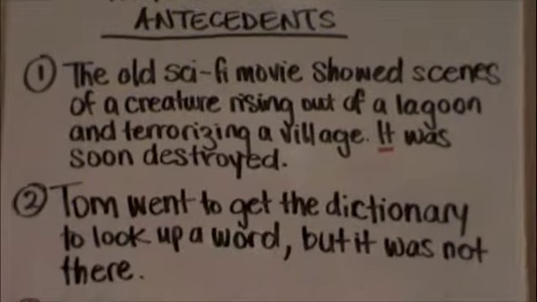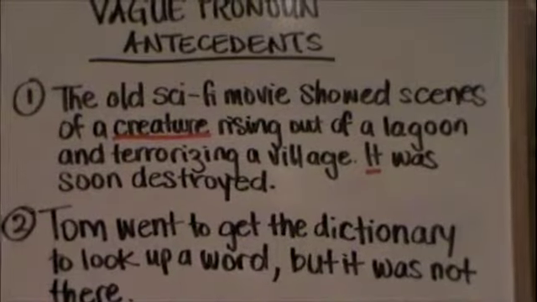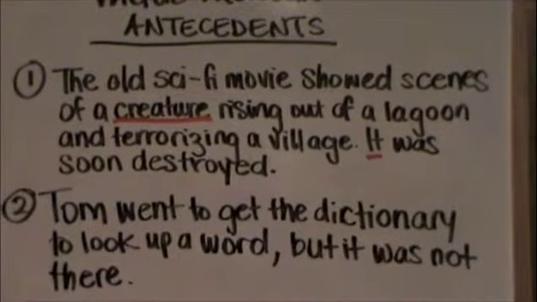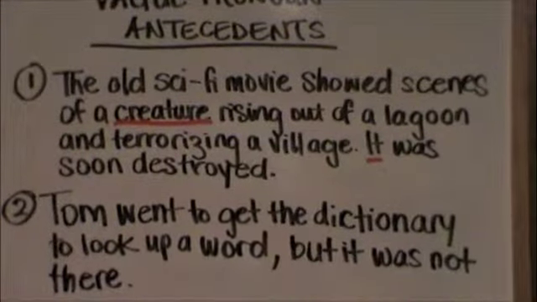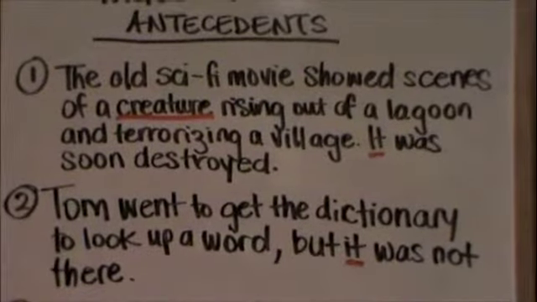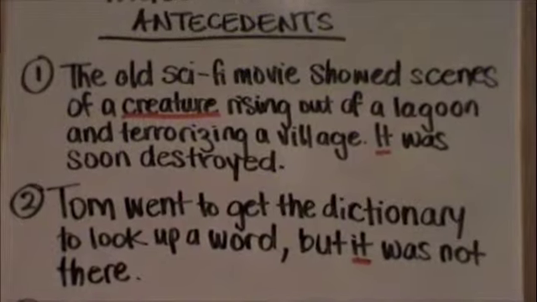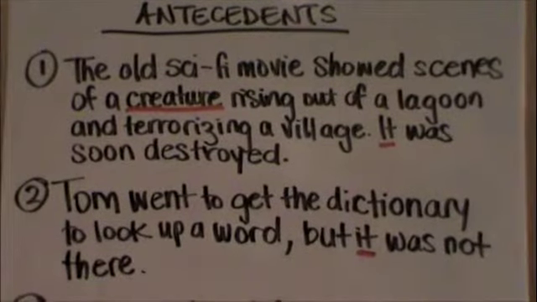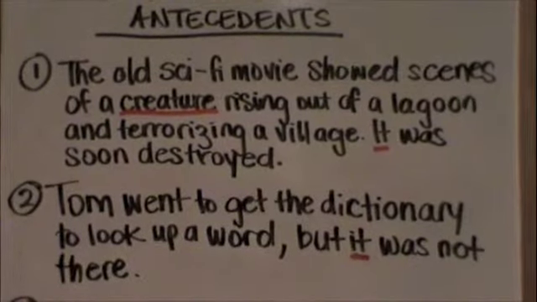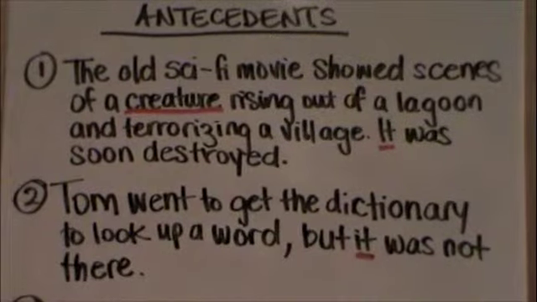Sentence 2. All right, we'll just underline that so we know which one it refers to. Sentence 2. Tom went to get the dictionary to look up a word, but it was not there. It is our pronoun, and hopefully you already recognize the question we're going to ask ourselves: what wasn't there? Tom went to get the dictionary to look up a word, but it was not there.